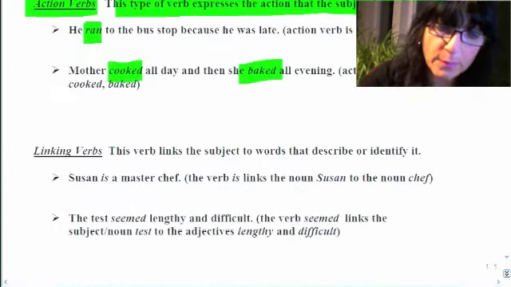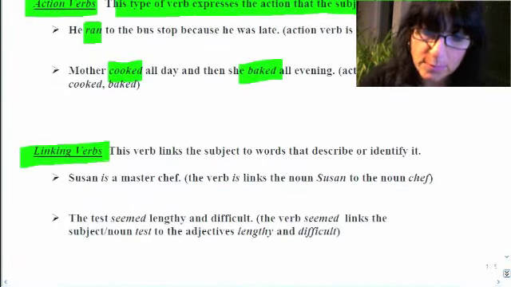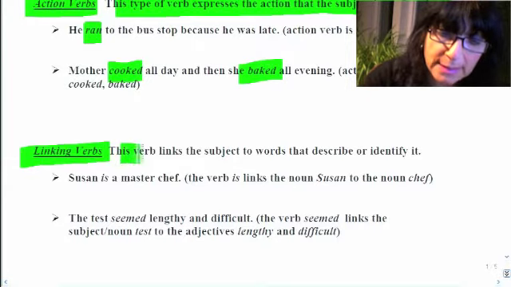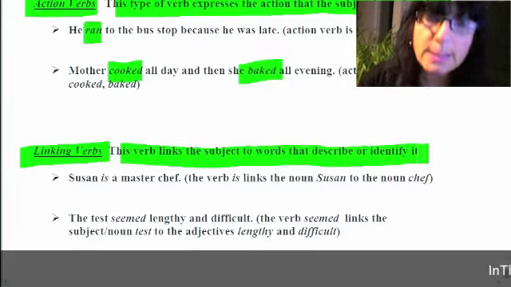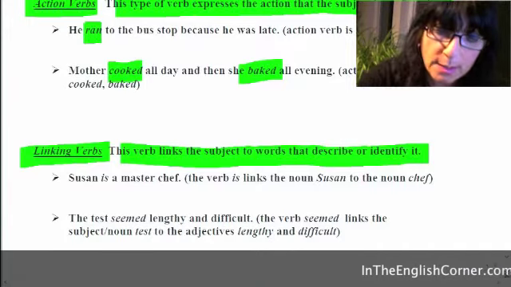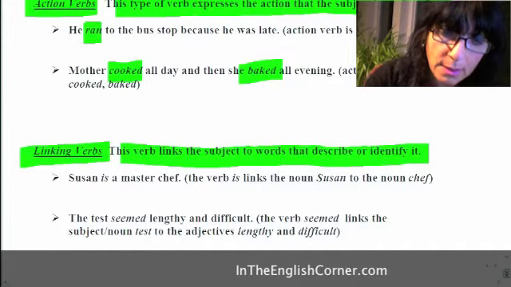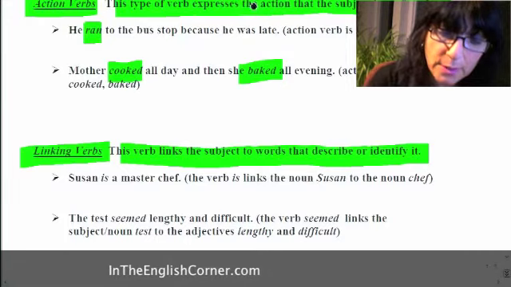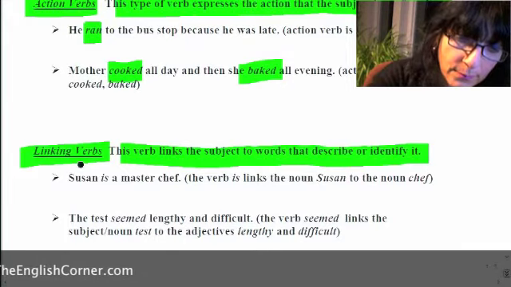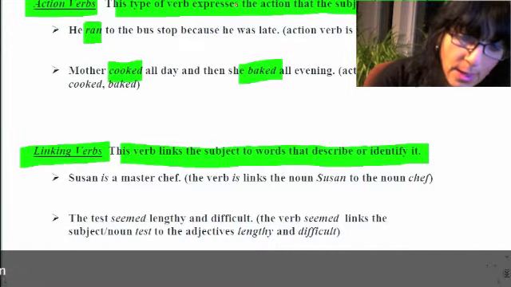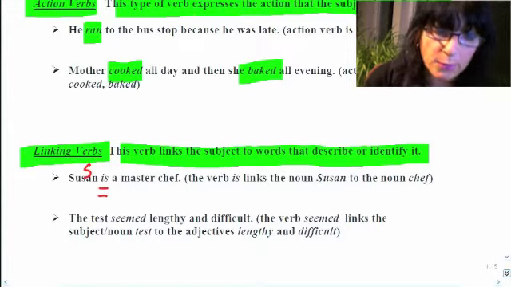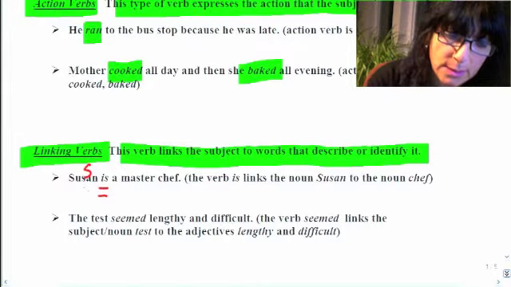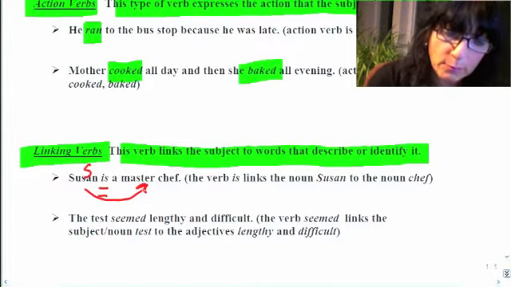The next type of verb that you should be familiar with is called linking verbs. A linking verb is a verb that links the subject to words in the sentence that will describe the subject. Let's look at an example to clarify. Susan is a master chef. Susan is your subject. Is would be your verb. Now that is a non-action verb. There's no action in the verb is, but it's a linking verb because it's linking the fact that Susan is a master chef. So it's giving you more information about Susan.